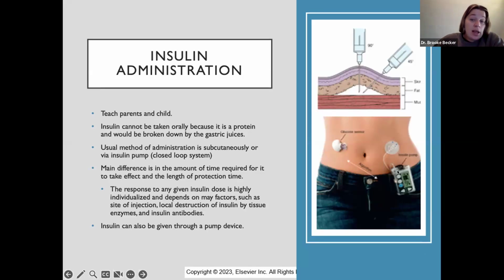Now in the hospital setting, a lot of times insulin pumps and CGMs are not utilized. So we're checking blood sugars with finger pokes, and then giving insulin in injection form. Okay.